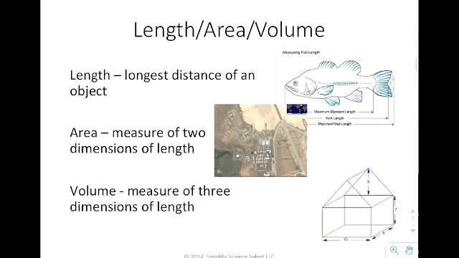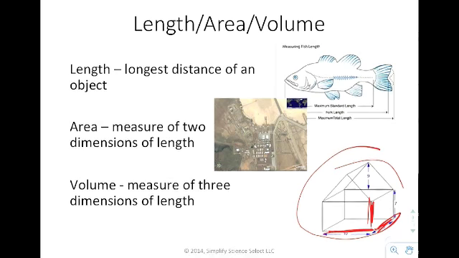So now we have length, area, and volume. All of those are units of length, either in 1, 2, or 3 dimensions. Length is the longest distance of an object. So if you were to look at some sort of thing right here, you'd have to find the longest dimension, and that would represent the length. The height is always the third dimension, or the vertical, and then this right here would be the depth. So the longest distance is always referring to the length. Okay, area is length in 2 dimensions, volume is length in 3 dimensions.